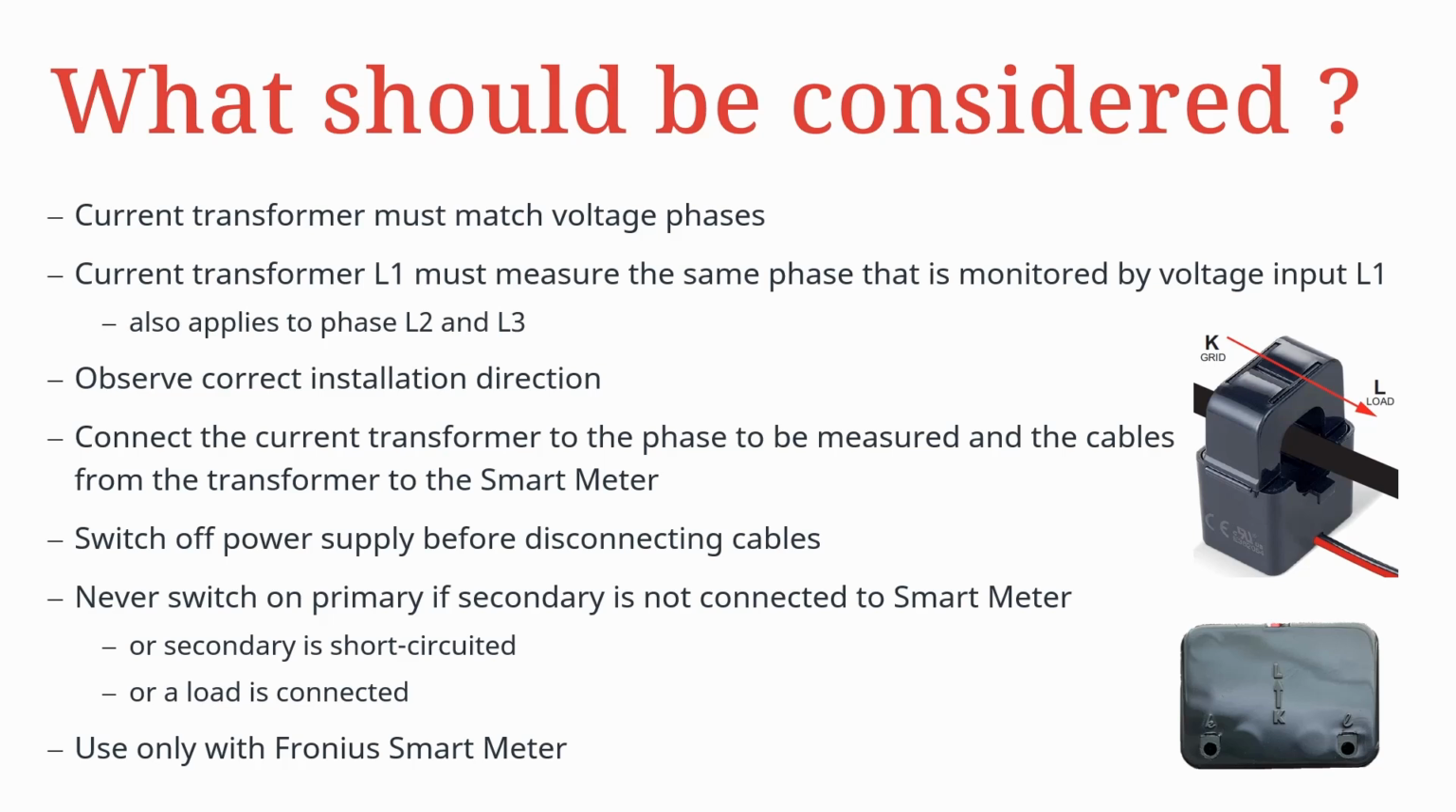What is also important is that you connect the current transformer to the phase to be measured and connect the current transformer cables to the Fronius smart meter. We have already seen this before at the wiring diagrams, so I hope this is clear for everyone. A very important point is, always switch off the power supply before connecting or disconnecting cables, and never switch on the primary side if the secondary side is not connected to the smart meter, or the secondary side is short-circuited, or a load is connected. And last but not least, our current transformers are only suitable for use with Fronius smart meters.